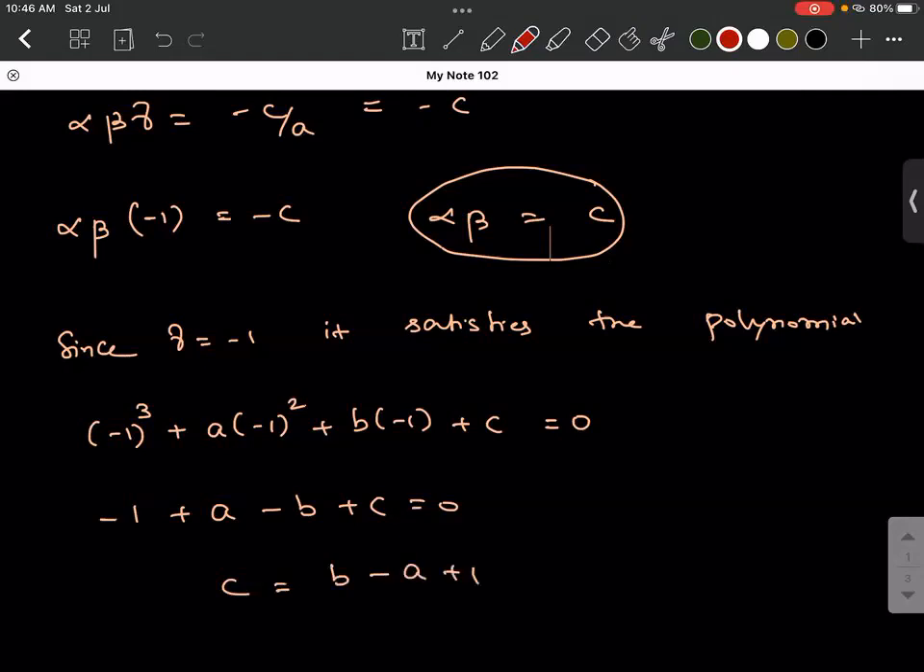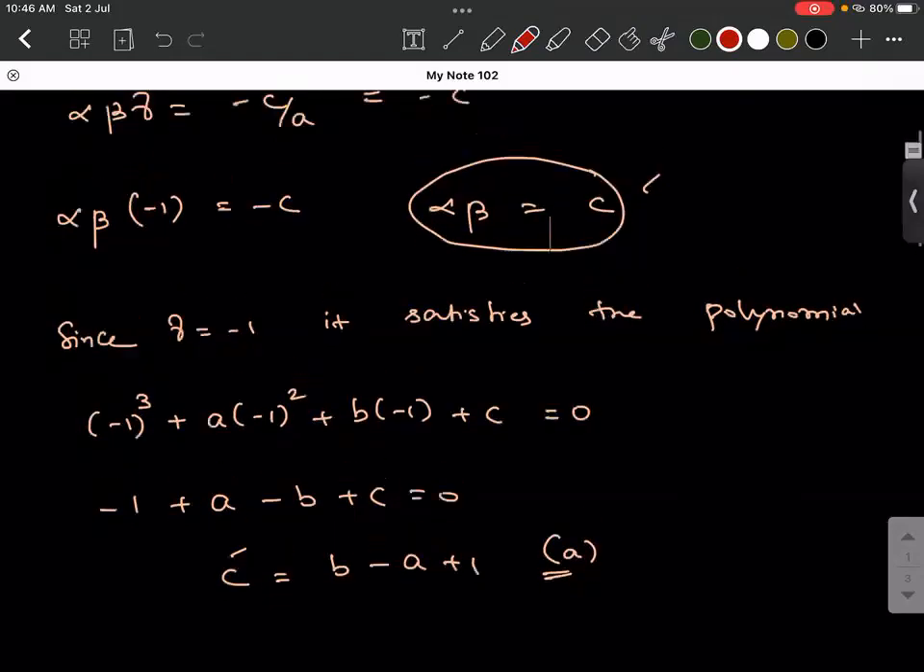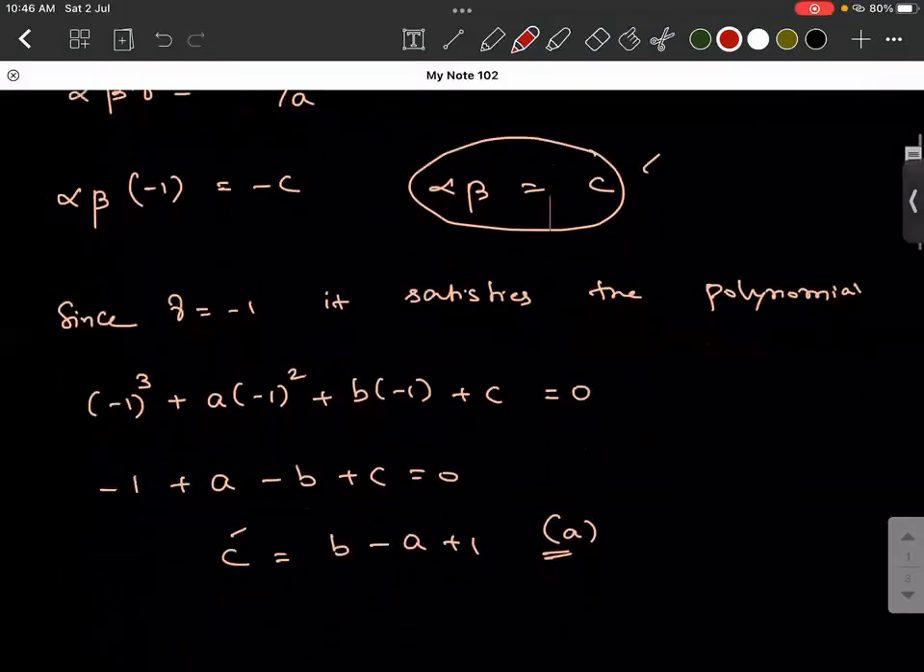What is the option? Option A is the right answer. Why did I say option A is right? Because c is the product of both the roots. Now you got it? So this is how we need to solve. Make a note of this.